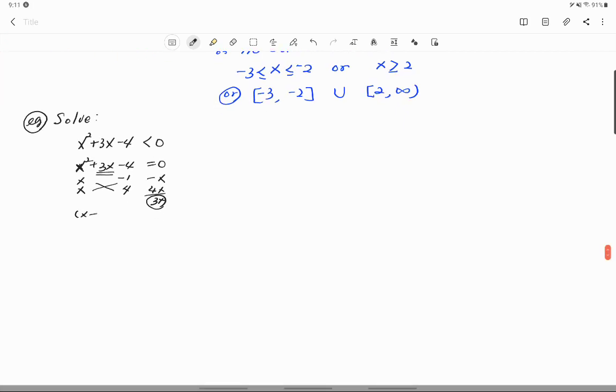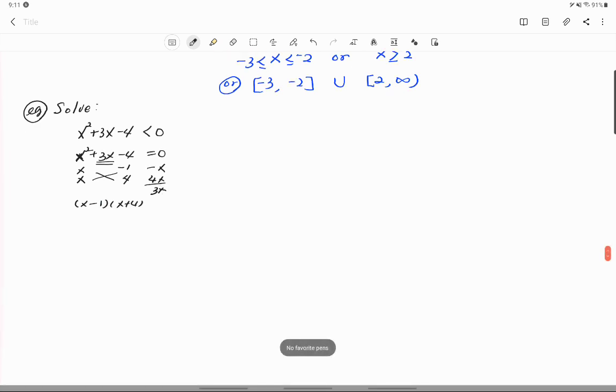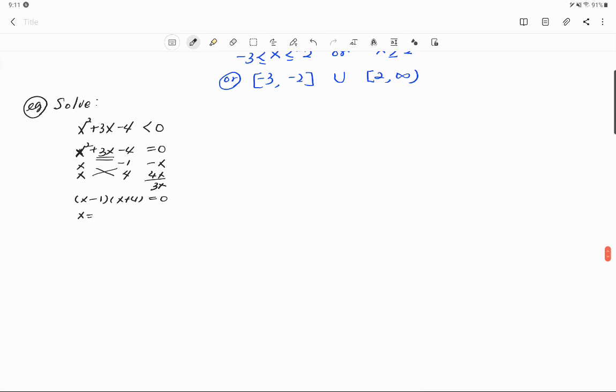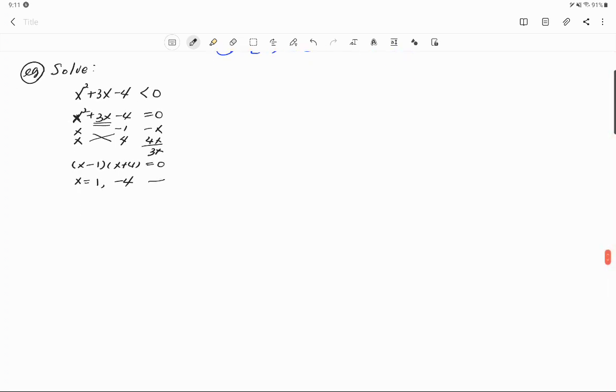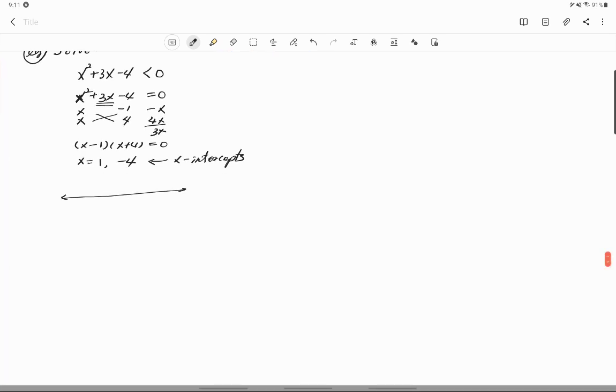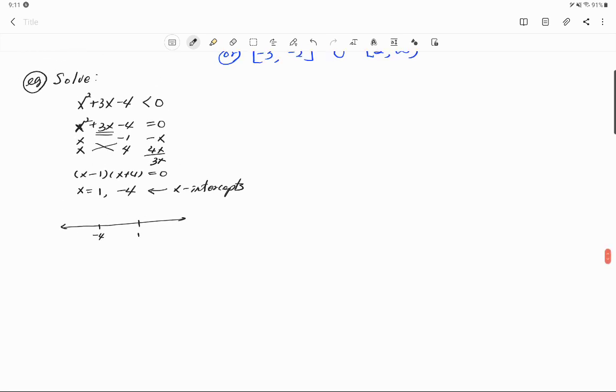So the trinomial is the product of x minus 1 and x plus 4 equals 0. So the x-intercepts are what? The x-intercepts are 1 and negative 4. Once we find the x-intercepts, we plot these points on the number line x. So this is 1 and negative 4. These two points separate the number line into three intervals, right?